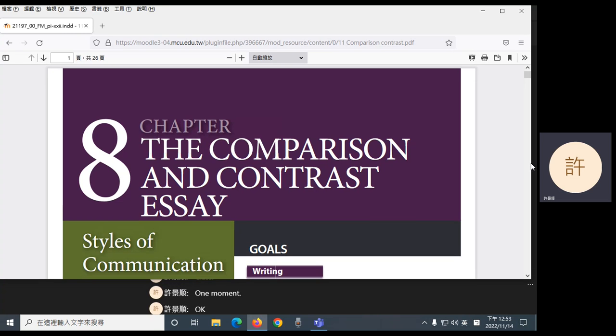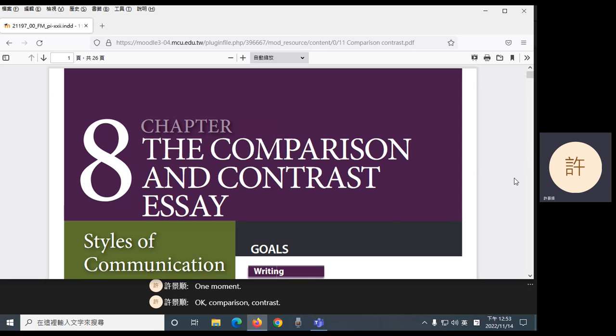Okay, comparison contrast. So the basic idea of comparison contrast is that you have two things or more, and you want to put them together. You want to compare, which means how are they similar, or you want to contrast, which means how are they different. And there are two main ways to do this. Just like with exposition, just like with cause effect, you have an introduction, a body, and a conclusion.